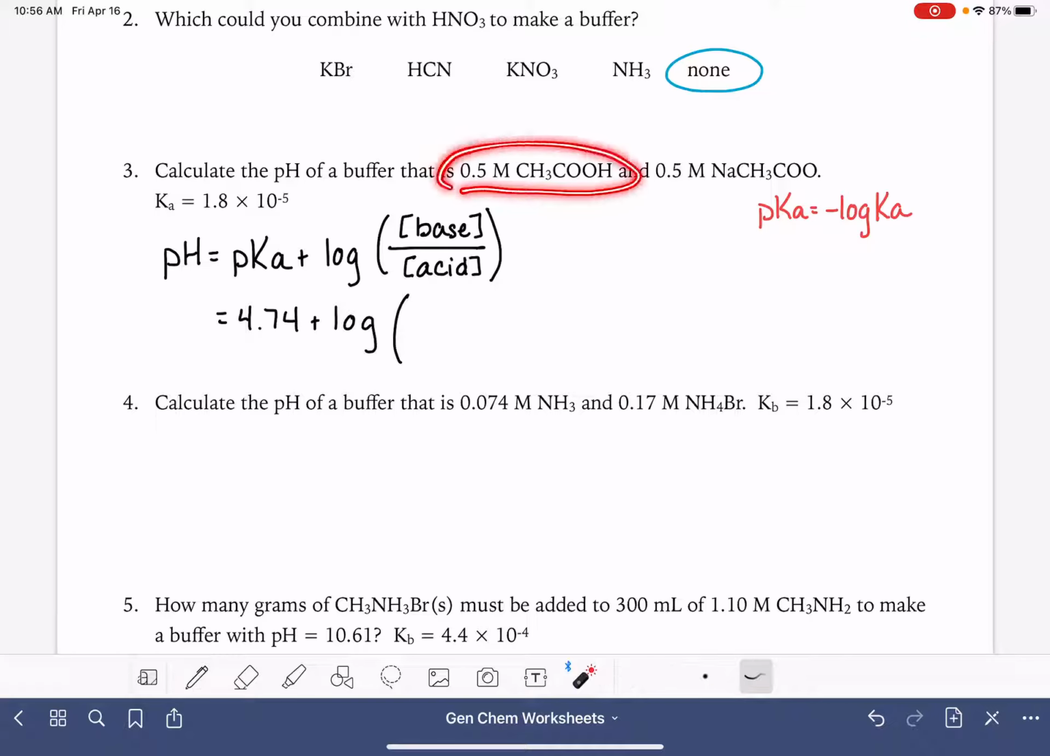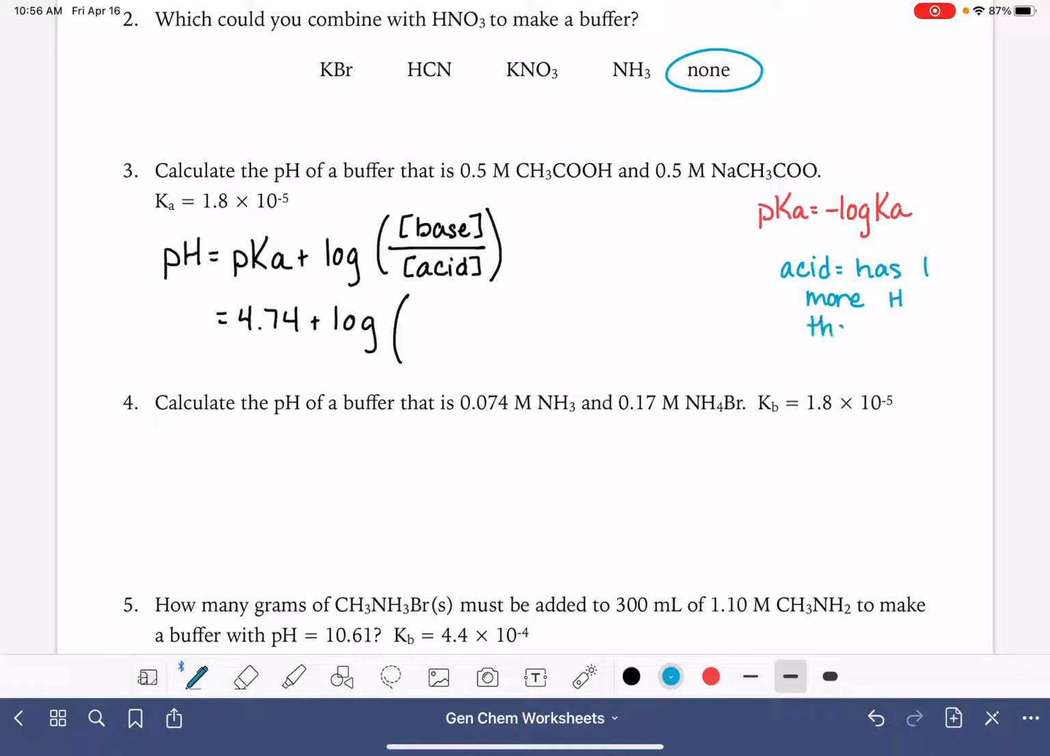And then for the next component, we're going to be filling in the concentration of the base over the acid. So we've got two substances here. One of them is the base, one of them is the acid. Fortunately for this problem, they have the exact same molarity, so we really can't screw this up. But let's think about which is which, just for situations where they don't have the same molarity and you could screw it up. The molecule that is an acid, remember that the acid is the proton donor, the H plus donor. The acid, by definition, will always have one more hydrogen than the base.